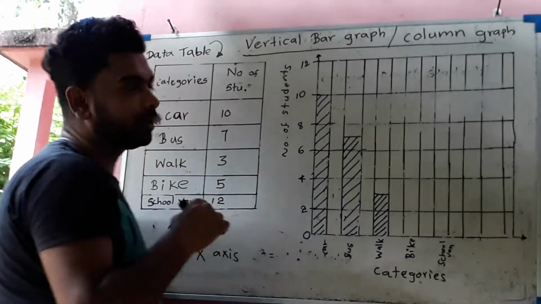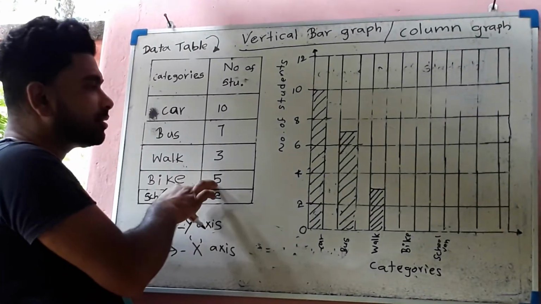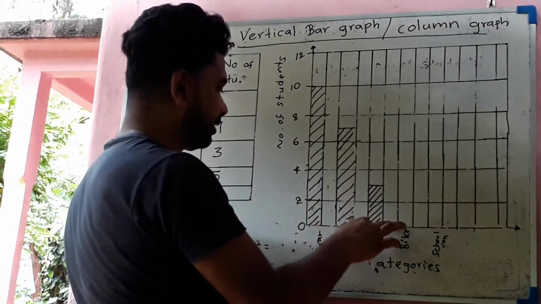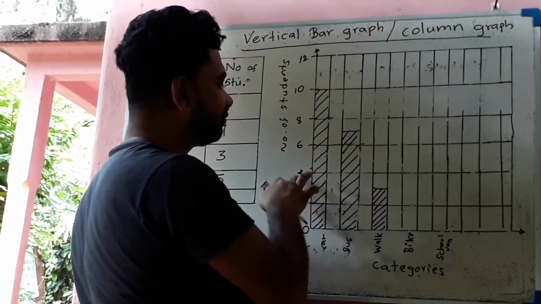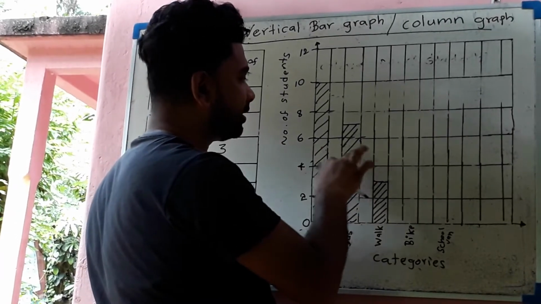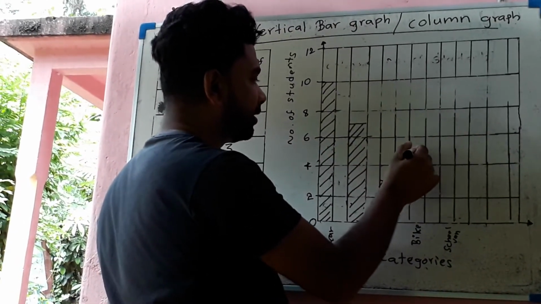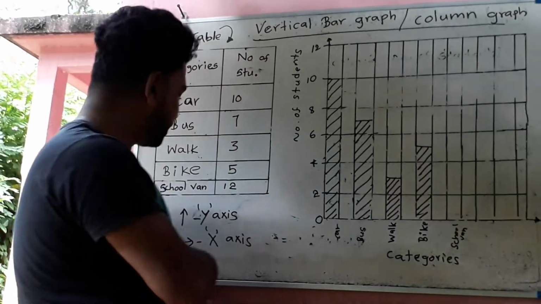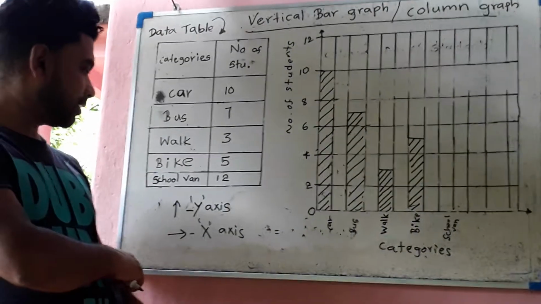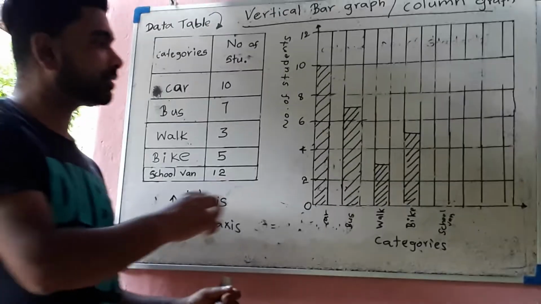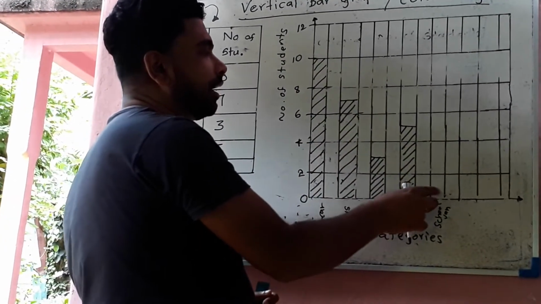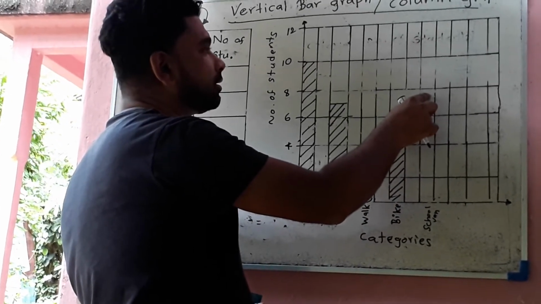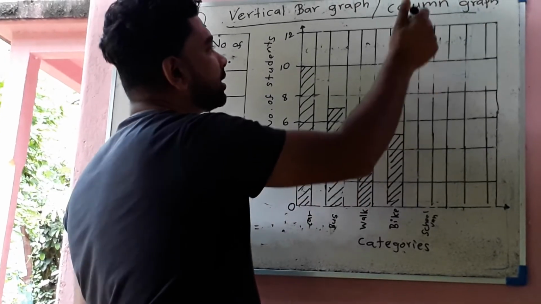Then the students who come on bikes, 5 students. I use the same gap. Then 4, and 5 means here in the middle. Then the students who come by school van, 12 students. I keep the same gap, and here the school van represents 12 students.